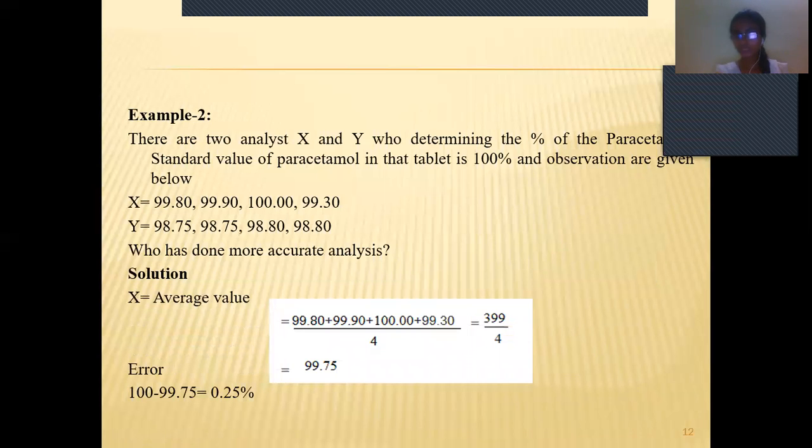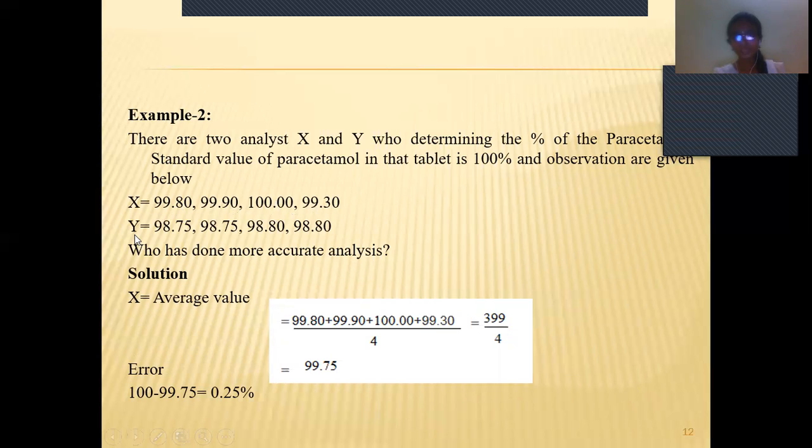If we talk about the second example, take two persons, X and Y. They are performing an experiment to identify the percentage of paracetamol in a tablet. The standard value of paracetamol is 100%, so we should get a result of 100 percent. The values we got for person X are 99.80, 99.90, 100, and 99.30.